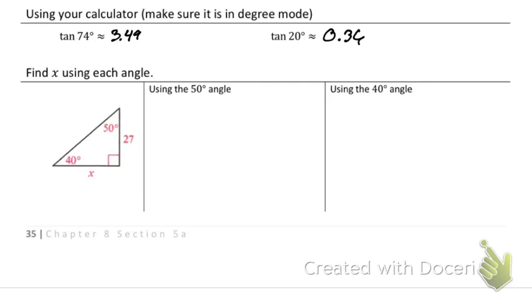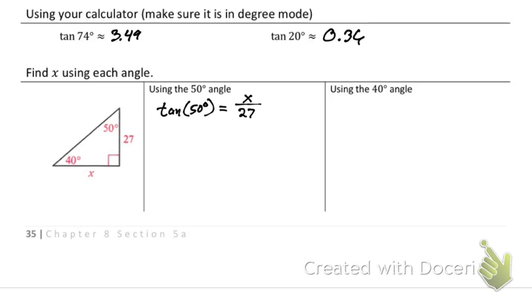The tangent of an angle, in this case 50 degrees, is going to equal opposite. The opposite of 50 degrees is that x, over adjacent, which is 27.